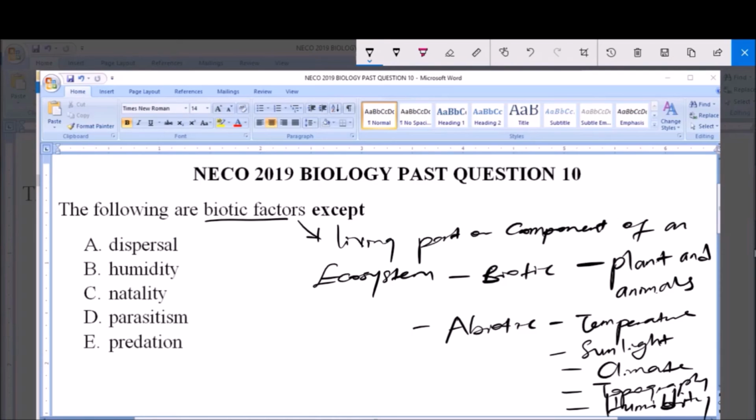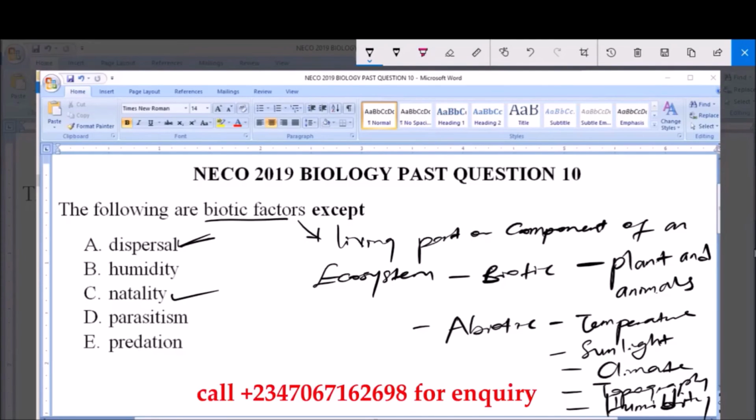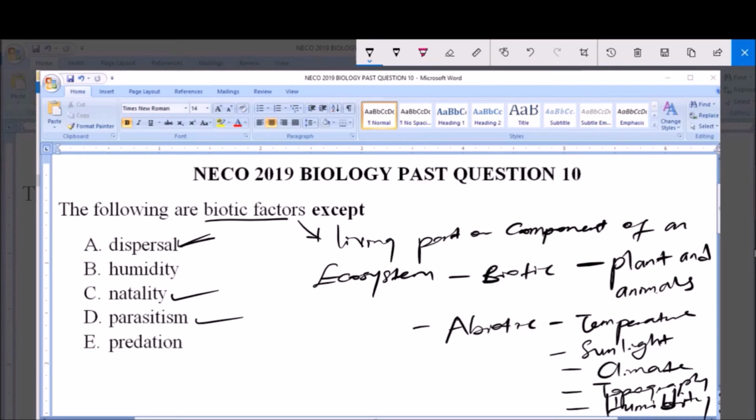Now the question says the following are biotic factors except. Dispersal involves plants and animals, that is, movement from one place to another, so it is a biotic factor. Natality, which simply means birth, is also a biotic factor because it involves plants and animals. Parasitism also involves plants and animals. Parasites are animals, so parasitism is a biotic factor. Likewise, predation is also a biotic factor because it involves animals.